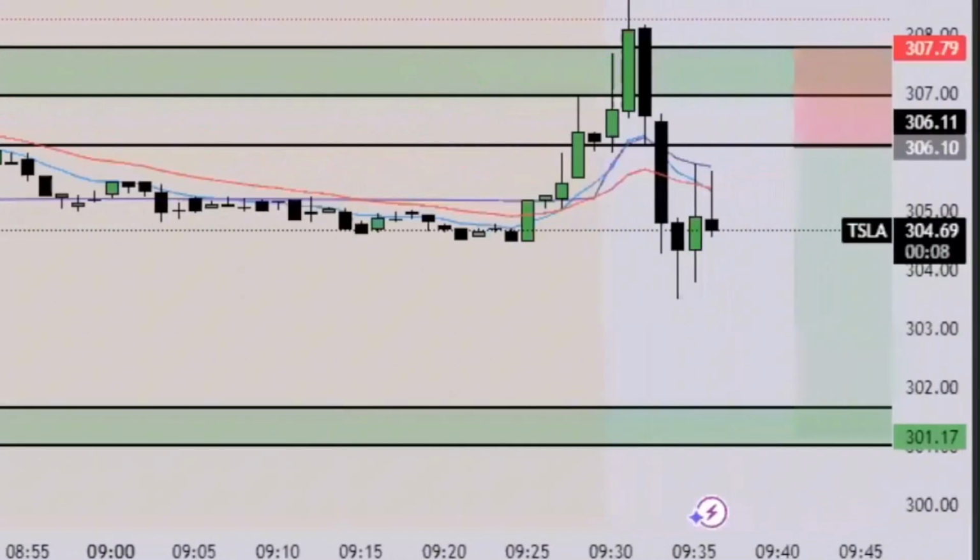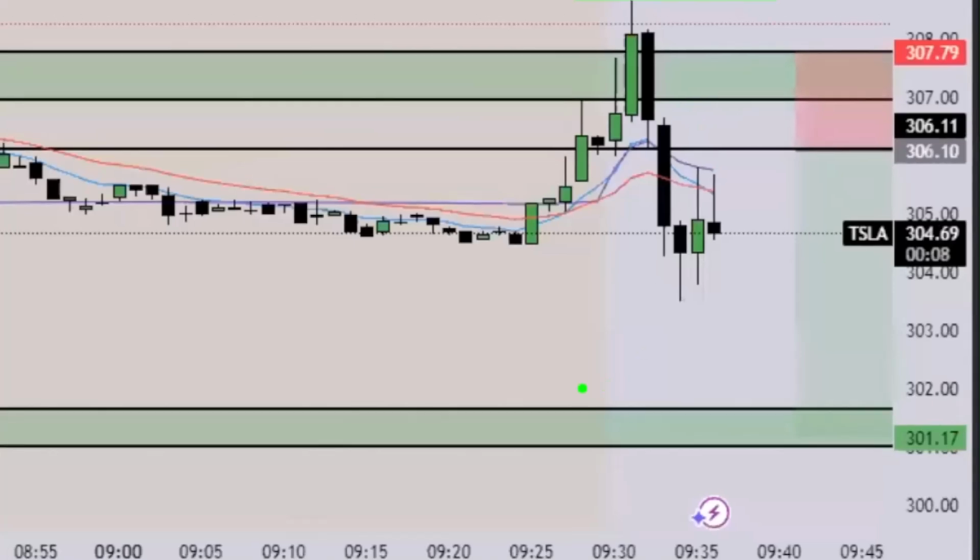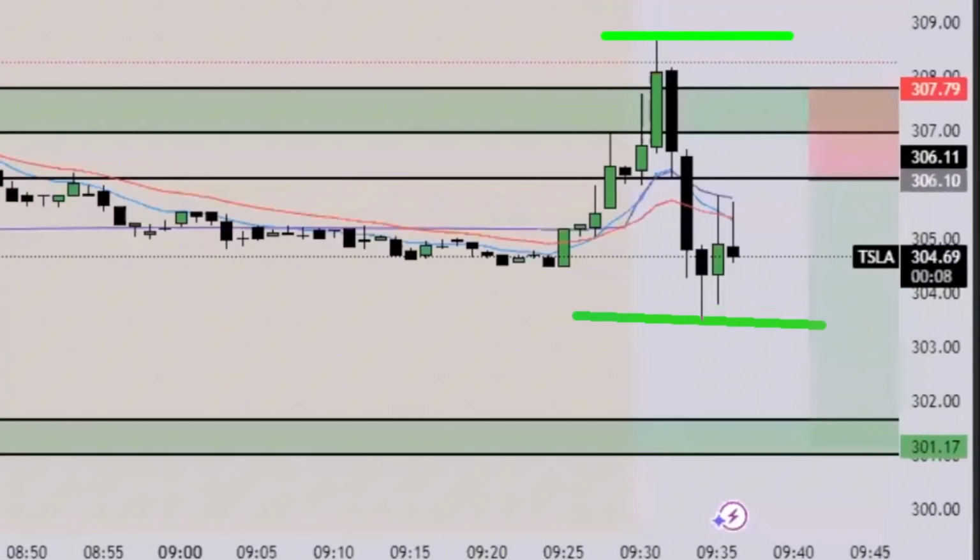So on this day, I want you to notice a couple things. We have our 5-minute high up here and we have our 5-minute low down here. On top of this, we actually rejected off of the previous day high, which is this level right here, and we are now moving back to the downside. So we can clearly see that Tesla is already pretty weak for the day.